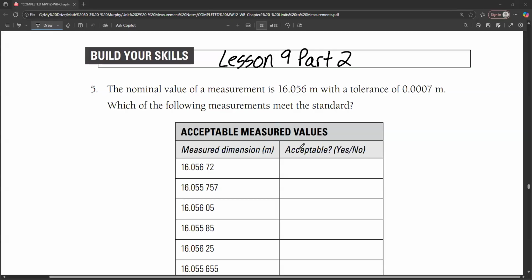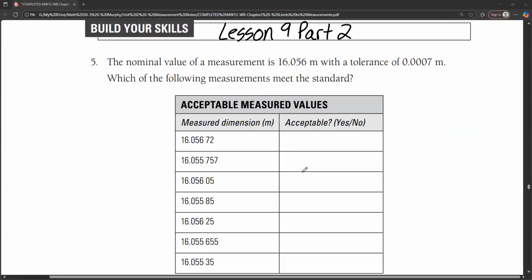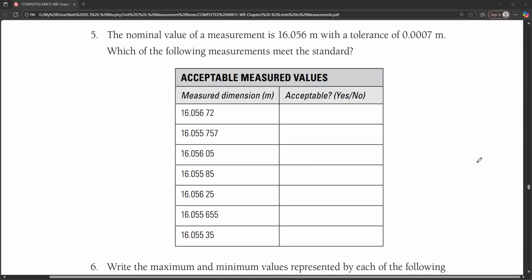Okay, this is measurement, lesson 9, part 2, and we're going to do build your skills questions 5, 6 and 7. So the nominal value of a measurement is 16.056 hundredths of a meter with a tolerance of 0.0007 thousandths of a meter. Which of the following measurements meets the standard?